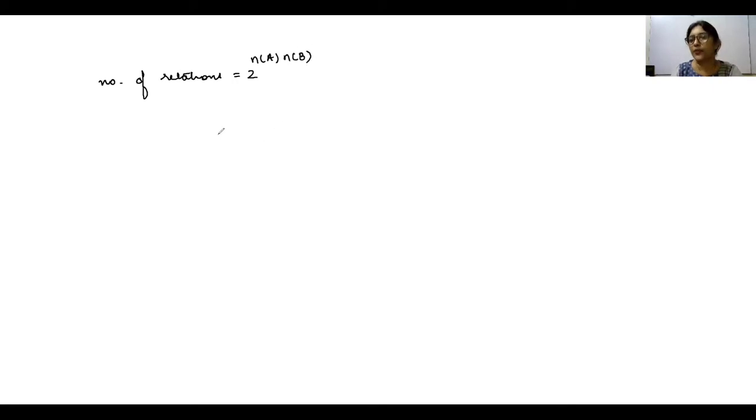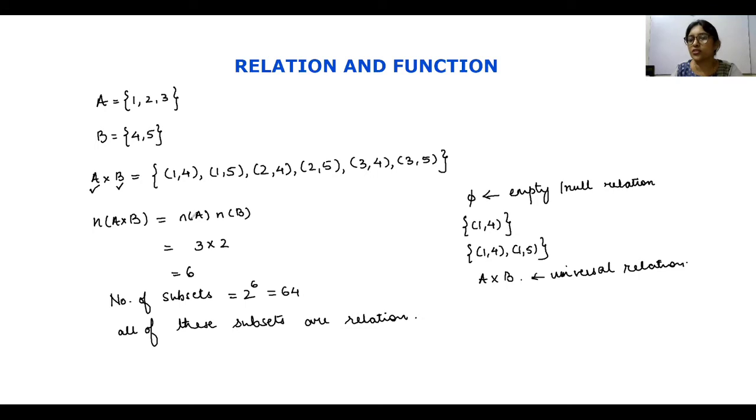Now the Cartesian product A cross B is not equal to B cross A, but the number of elements will remain the same. Like if you go back to the question, n(A cross B) is 6 because it is n(A) into n(B), and n(B cross A) will also be equal to 6 because that is n(B), number of elements in B, into the number of elements in A, so that is 6.